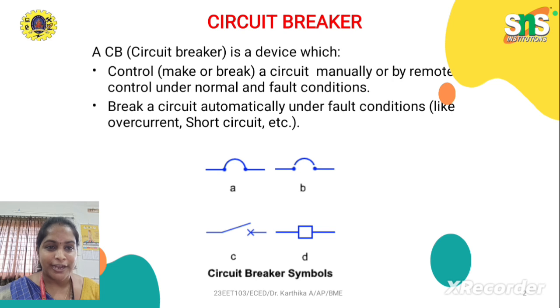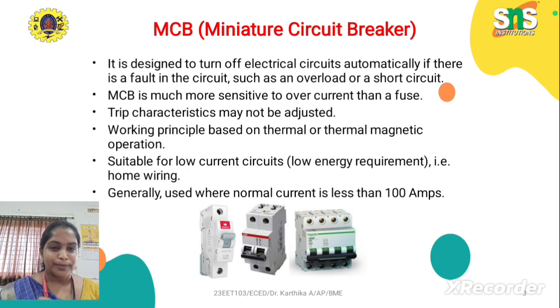See, here we have circuit breaker symbols A, B, C and D. In circuit breaker, we have types. The first one is the miniature circuit breaker, MCB. It is specially designed to turn off electrical circuits automatically. MCB is mainly used under faulty conditions.